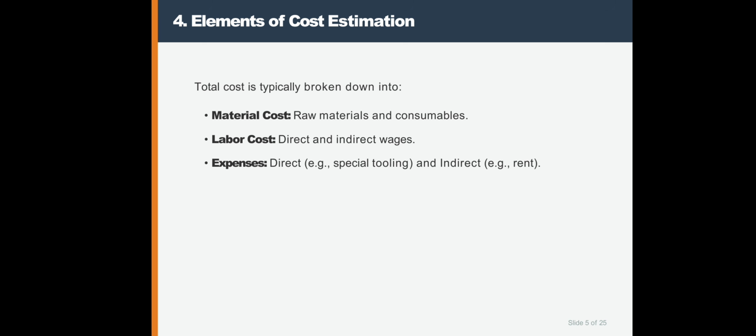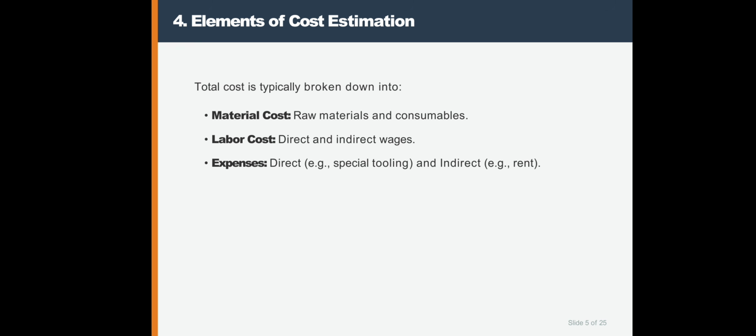Factory cost or works cost is equal to prime cost plus factory expenses. Once again, factory or works cost is equal to prime cost plus factory expenses. The next one is production or manufacturing or office cost, also termed as office cost.